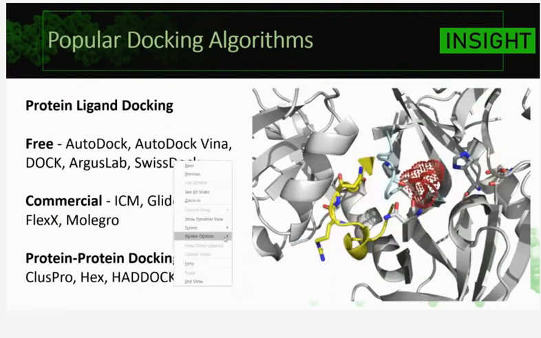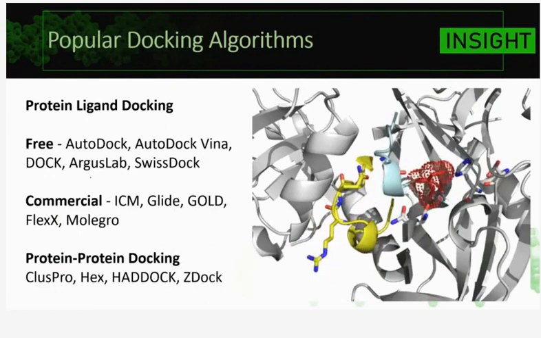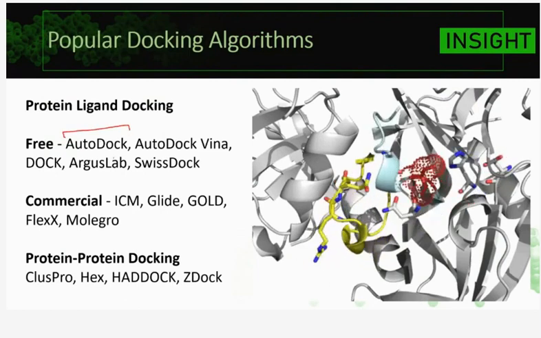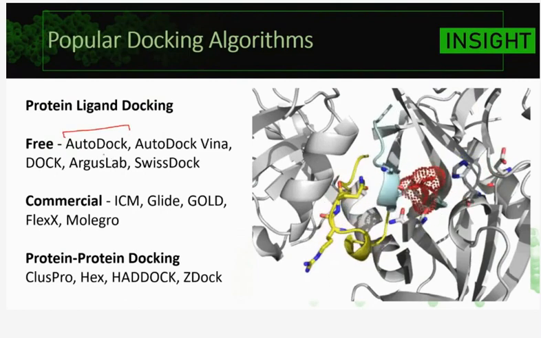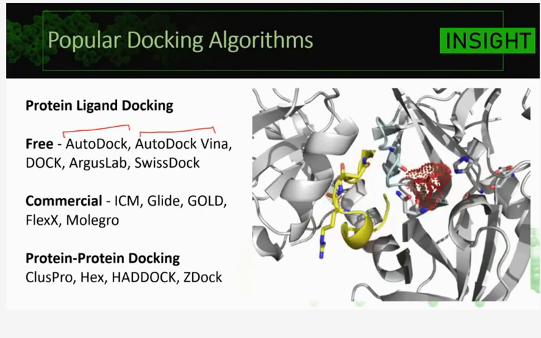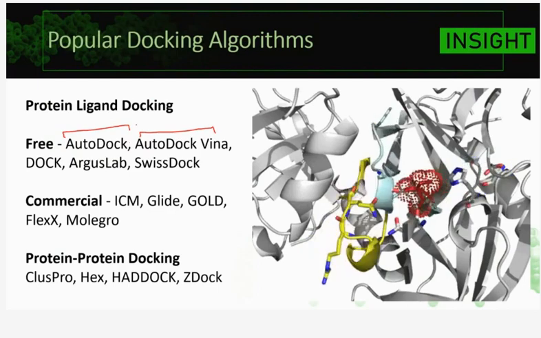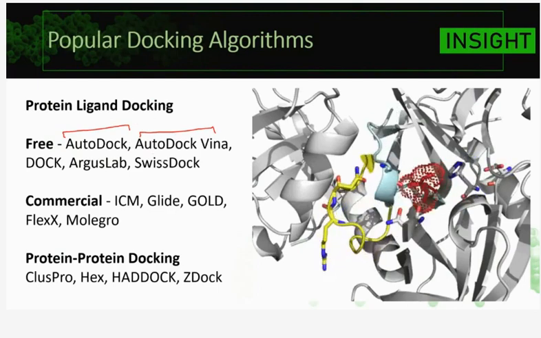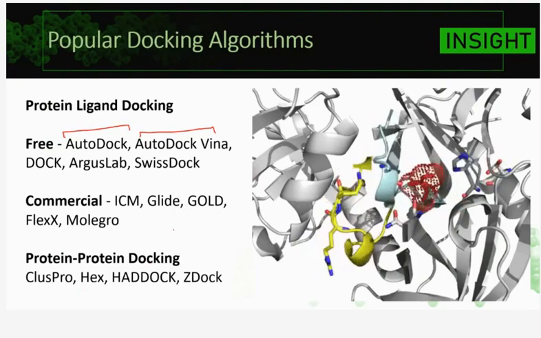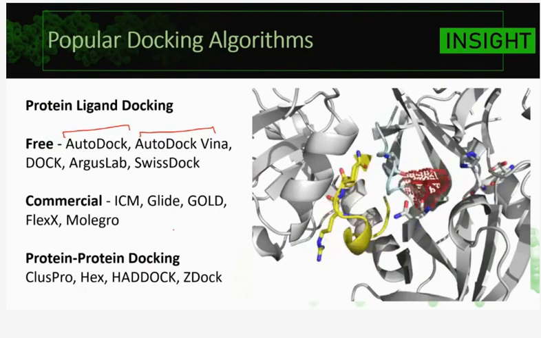Especially for protein-ligand, we will be discussing the entire AutoDock suite. AutoDock is a very powerful suite which is used for many different types of docking, basic as well as advanced. So we'll be discussing that. Very briefly, we will discuss AutoDock Vina, which is similar to this, but it is a little different in utilization. And again, we'll be studying about ClusPro and many other algorithms in the book.